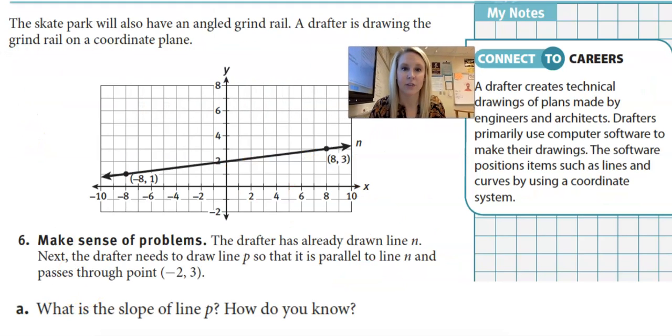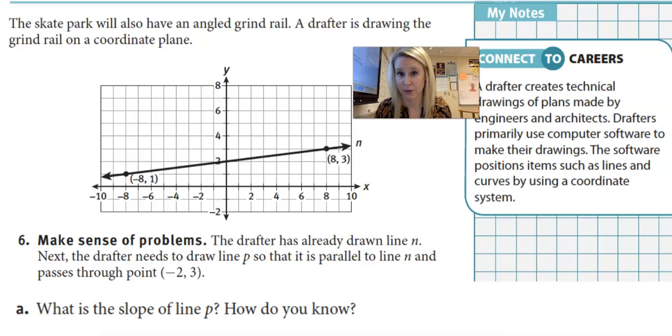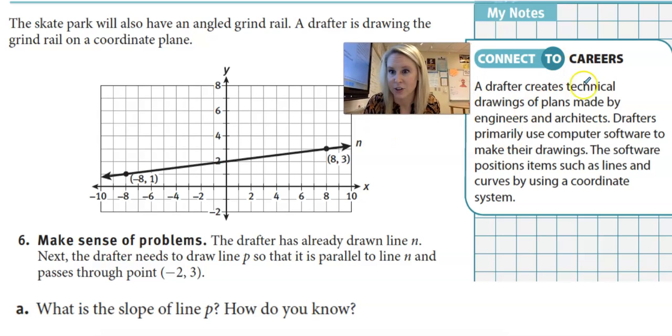Skate park is going to have an angled grind rail. A drafter has drawn the grind rail on the coordinate plane. Okay, let's look at the connection to career. A drafter creates technical drawings of plans made by engineers and architects. Drafters primarily use computer software to make their drawings. The software positions items such as lines and curves. Oh, it uses items. Cool.